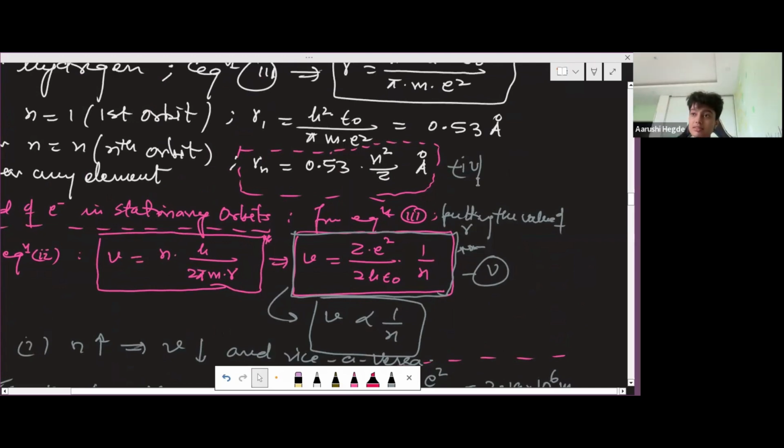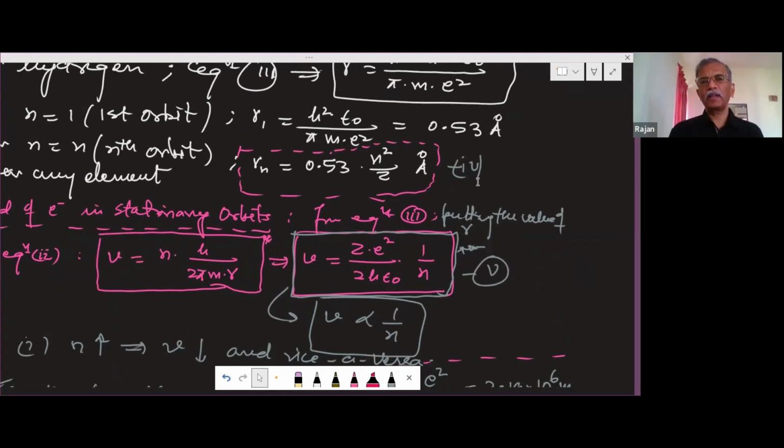Remembering h square, epsilon naught, pi, m, e square, you may forget. But this you can retain in your mind. So Rn is equal to 0.53 into n square by z. You keep it in your formula chart and use it, you won't lose the marks. The moment they say Z is hydrogen, you can take Z is equal to 1 straight away.